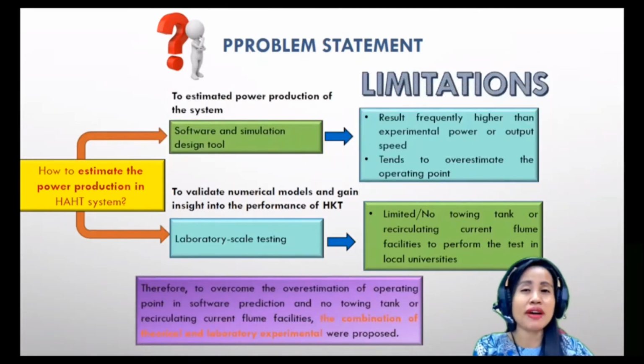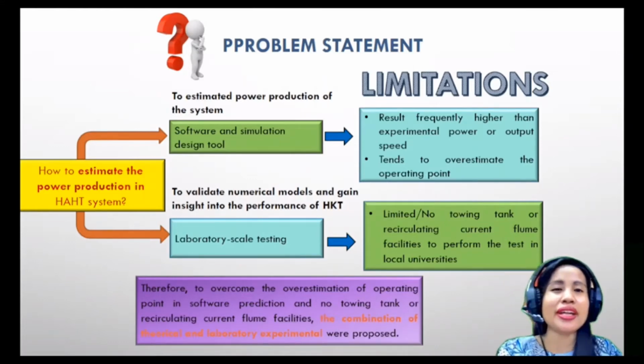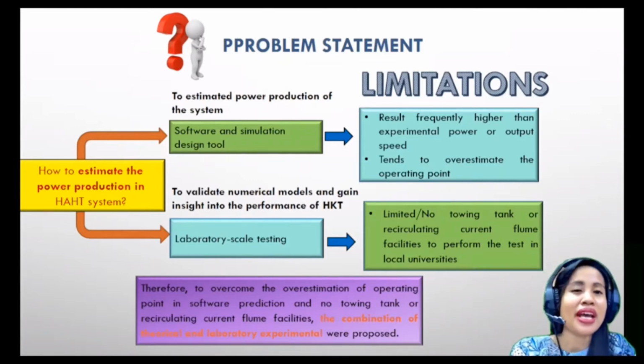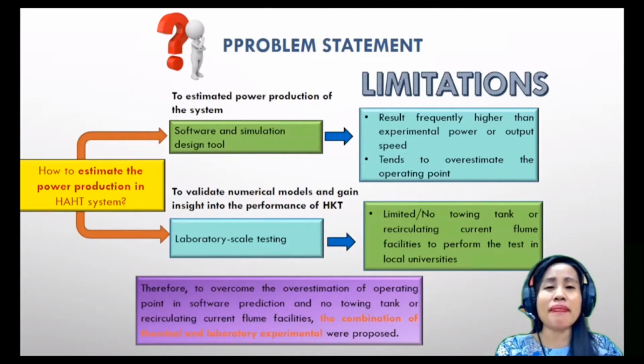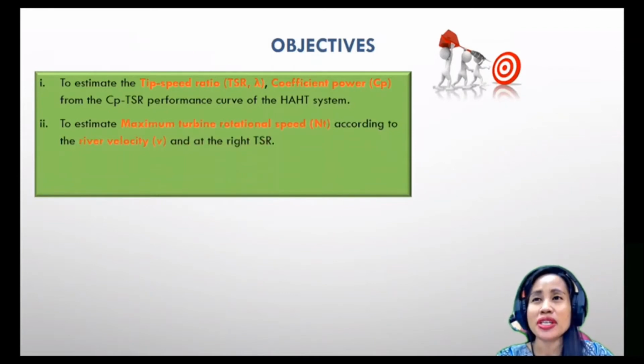Therefore, to overcome the overestimated operating point in software prediction and the lack of a towing tank or recirculating current flow facility, a combination of theoretical and laboratory experiment is proposed. Therefore, this study involves the following objectives. First, to estimate the tip-speed ratio and coefficient of power from the CP-TSR performance curve of the HKT system.